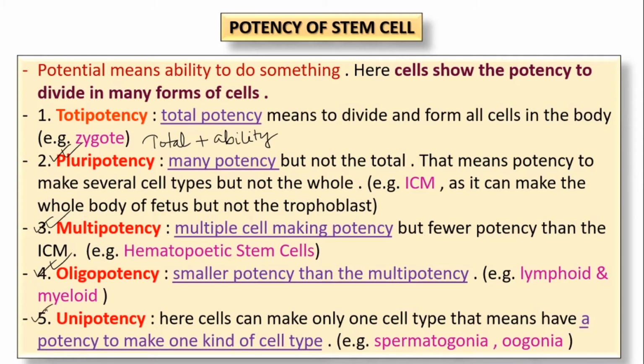Uni means one. If a cell shows one type of potency, that means one cell can form only one kind of final cell type, that is known as unipotency, and this kind of potency is observed in spermatogonia and oogonia, because spermatogonia further form sperm cells or sperms and oogonia further form ovum.